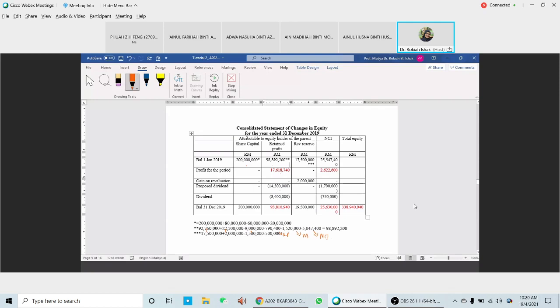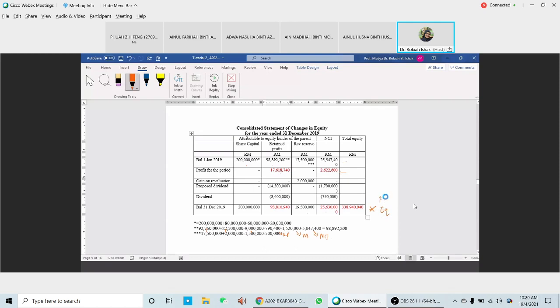Okay, for reserve we have 17.5 plus another 2, so 19.5. And then for the NCI you have 25,547, here is the last journal entry that we have. And then plus the share of profit, minus a proposed dividend, and also minus the dividend paid. At the end, the balance for the NCI will be 25,630.